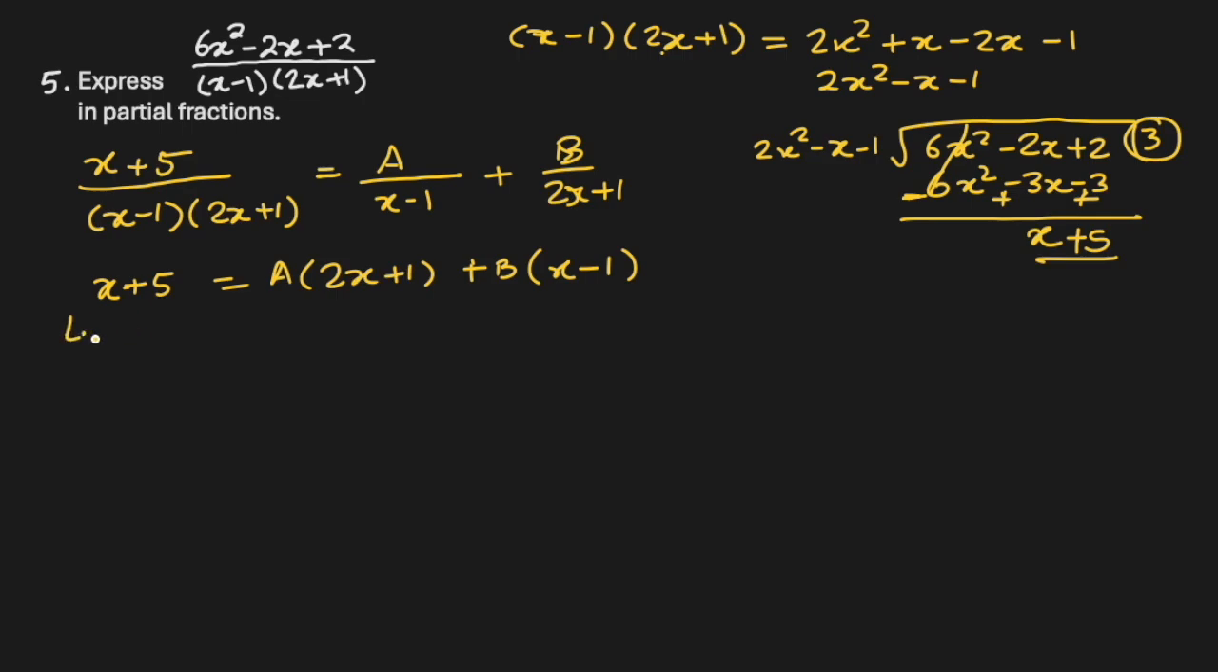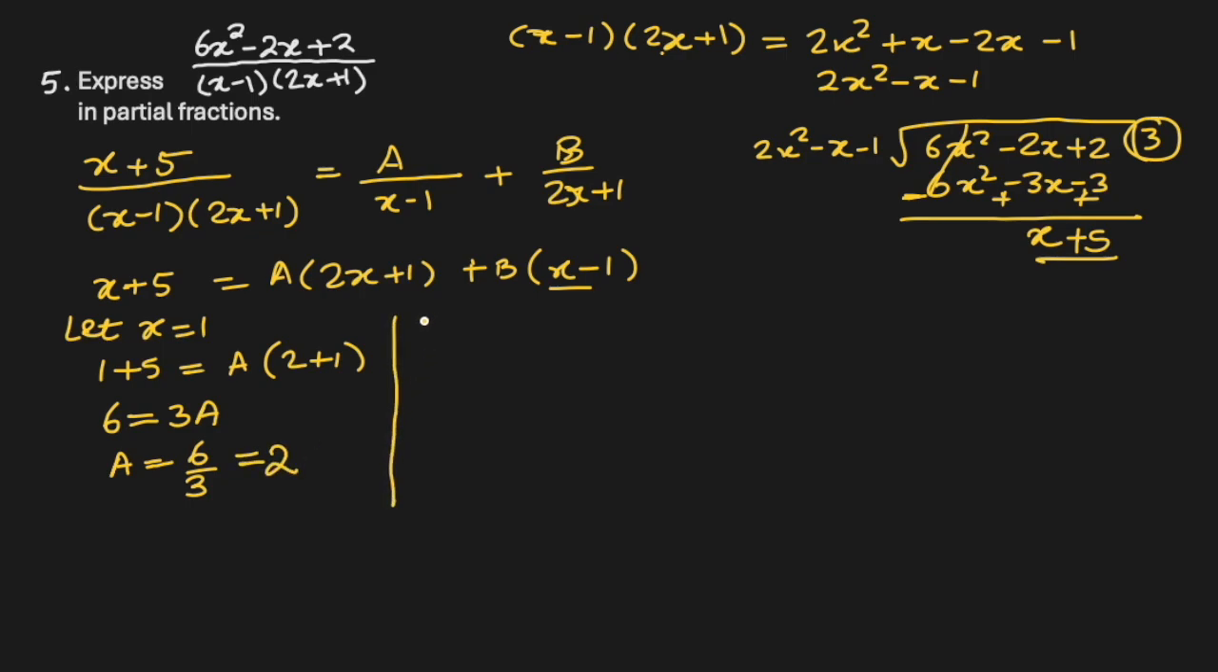Now we will assume that x is equal to 1, so that 1 minus 1 becomes 0, this part. So we'll assume x is equal to 1, and what changes happen here? It will be 1 plus 5 equal to a times 2 times 1 is 2 plus 1. So this becomes 0, so we will not go to the b side, so it will become 6 equal to 3a. So a comes out to be 6 divided by 3, which is 2.